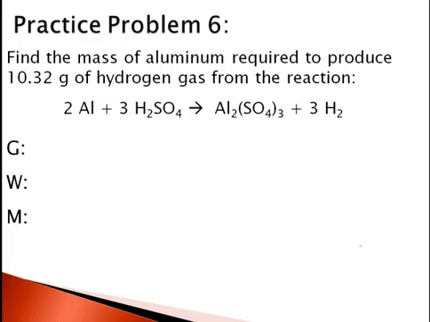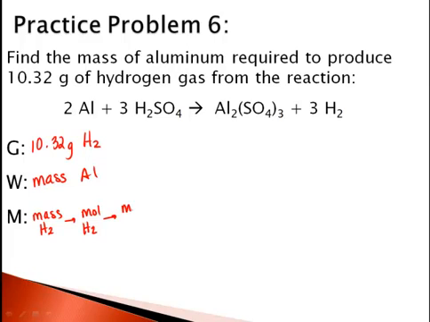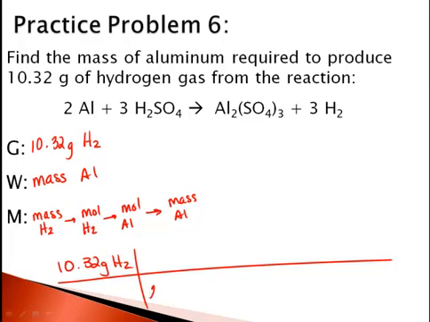Find the mass of aluminum required to produce 10.32 grams of hydrogen gas from the following reaction. Well, we're given 10.32 grams of hydrogen, and we want the mass of aluminum. So our map is mass of hydrogen. We'll convert to moles of hydrogen, convert to moles of aluminum, and then to mass of aluminum. 10.32 grams of hydrogen is what we're given. Our molar mass is 2.02 grams of hydrogen in 1 mole.